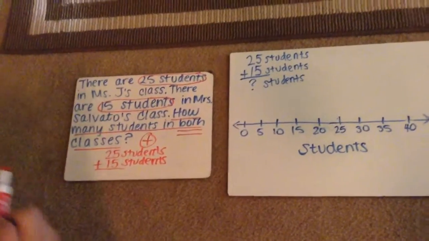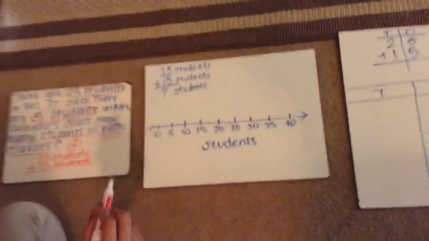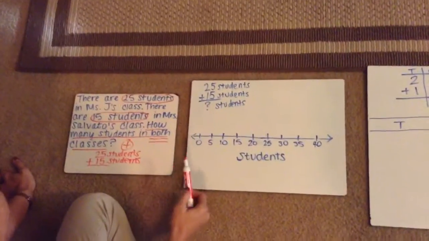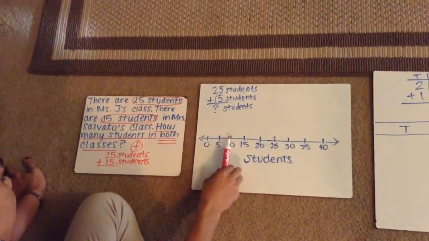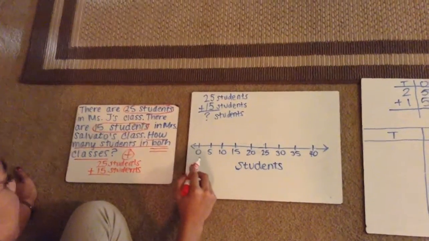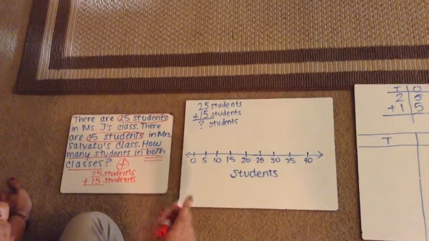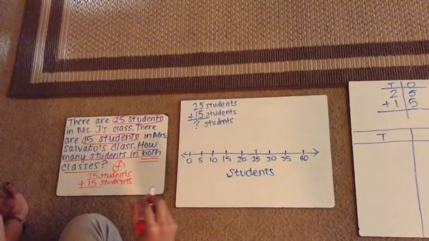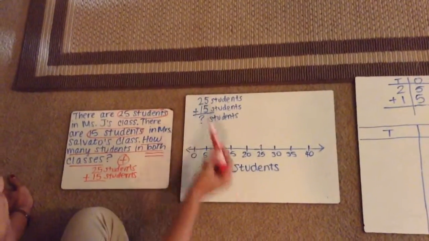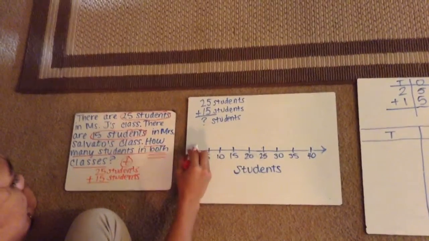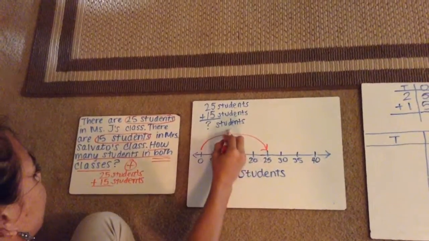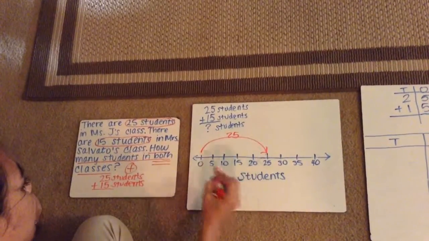So the first method I want to talk about is going to be the linear model. It's going to be a number line. First, I want to point out that each hash mark is worth 5 students. This is important because we're not counting by ones, we're skip counting by fives. First, we have to indicate the quantity of 25 students. So start at 0 and jump to 25. This is showing our 25 students.